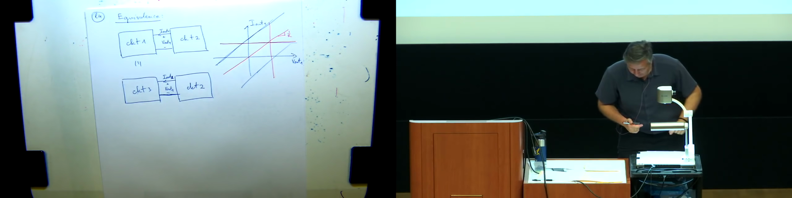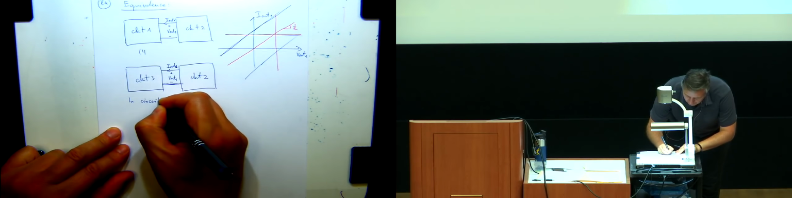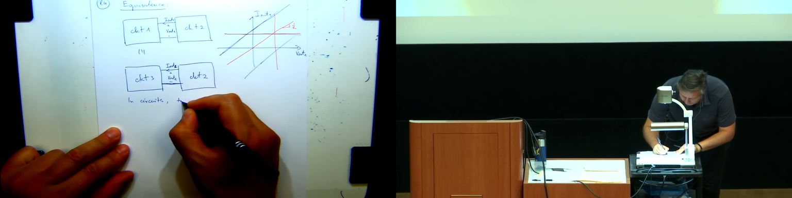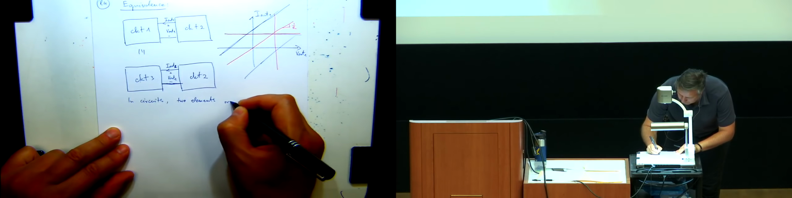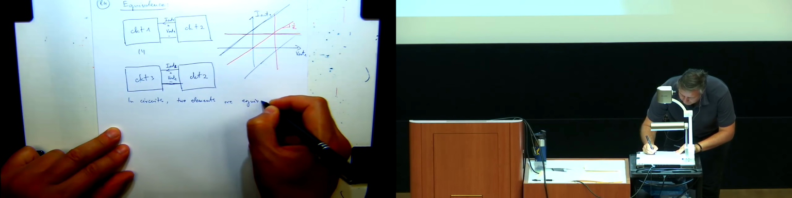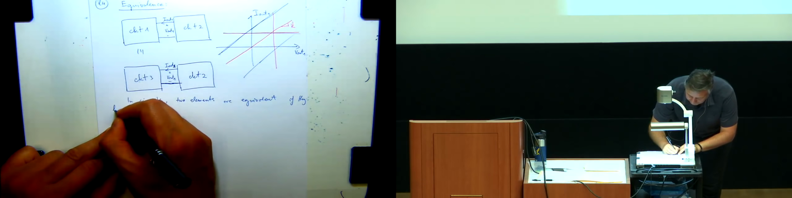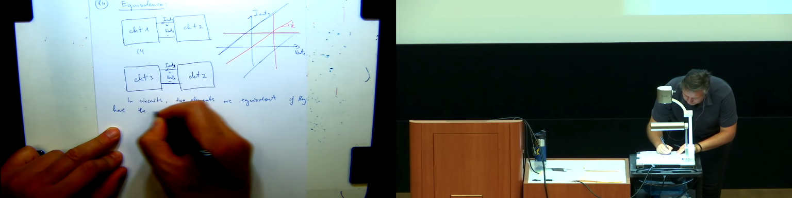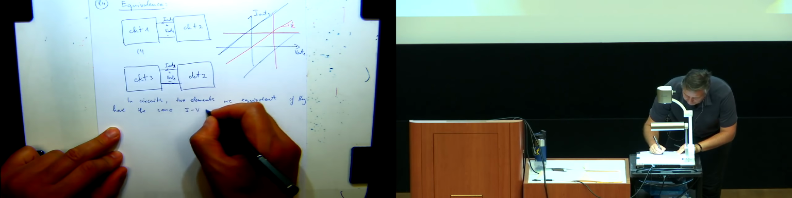Okay, good. So in circuits, two elements are equivalent if they have the same IV characteristics.